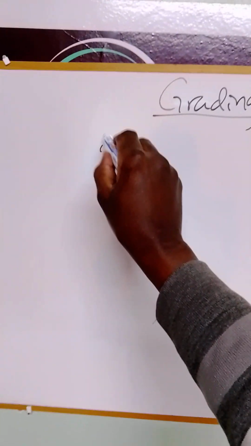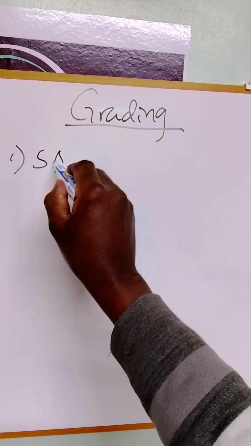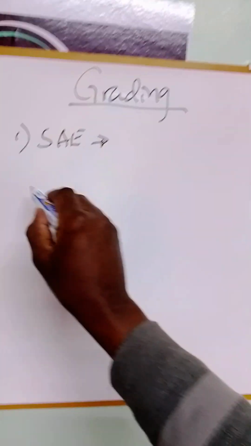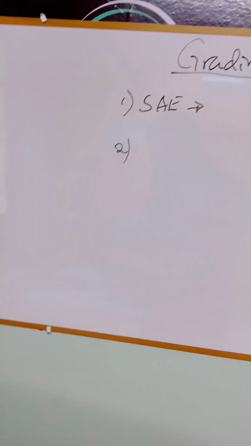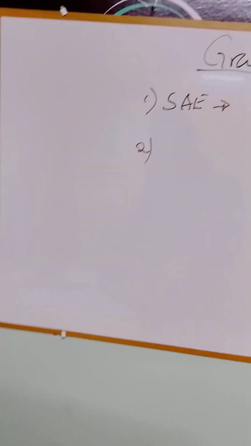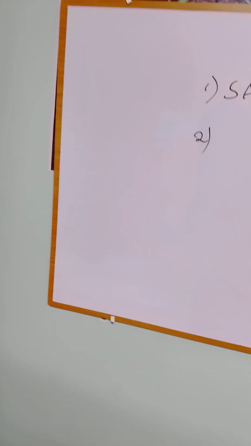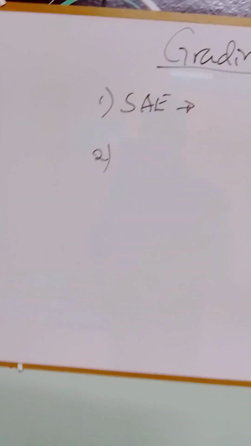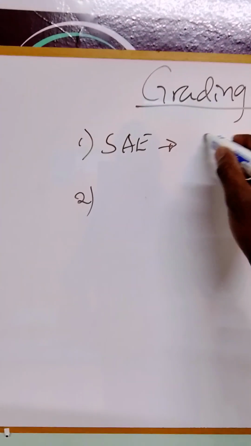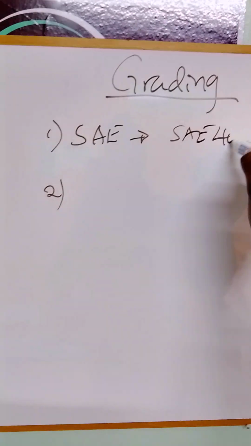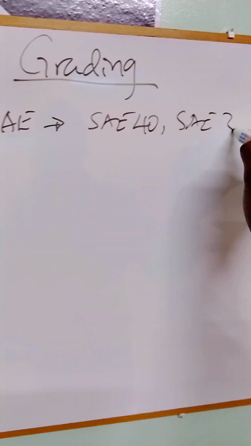So the first system is to use the Society of Automotive Engineers, and the other one is to use the other system. I will need to see if I can recall the name of that classification. For the Society of Automotive Engineers, we usually have oils written as SAE 40 or SAE 30.